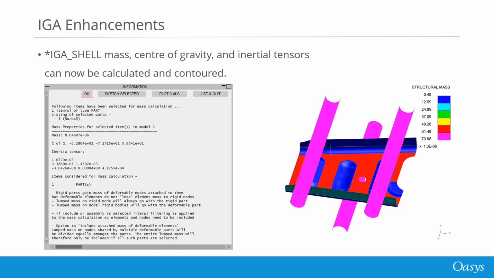Mass, center of gravity, and inertial tensors can also be calculated and contoured for IGA shell.